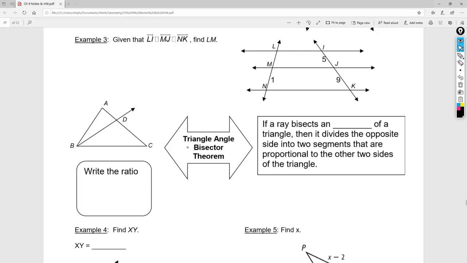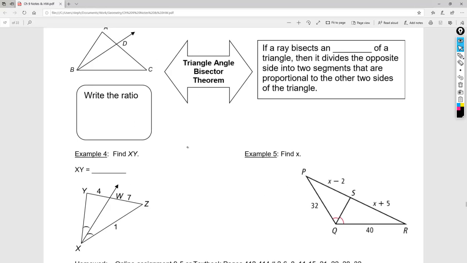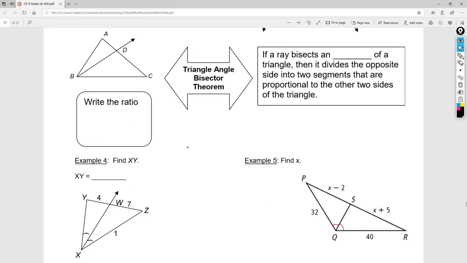Alright, very similar idea here with angle bisectors. Okay, and this is the last thing that we'll talk about. So if we have a ray and this bisects an angle, meaning splits the angle in half, it bisects the angle of a triangle, then it will divide the opposite side into two segments that are proportional to the other two sides. Okay, so what that means is here I know that ABD and CBD are congruent, and what that means is that BA is to AD as BC is to CD.